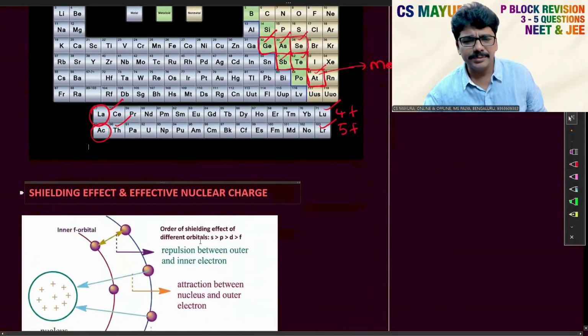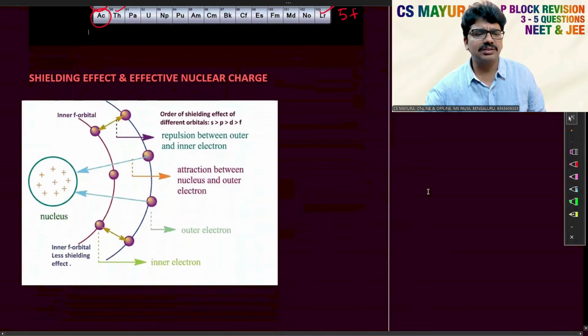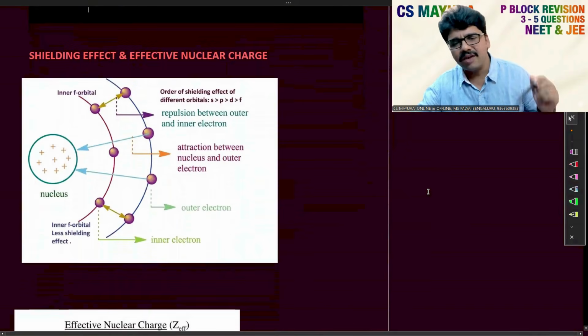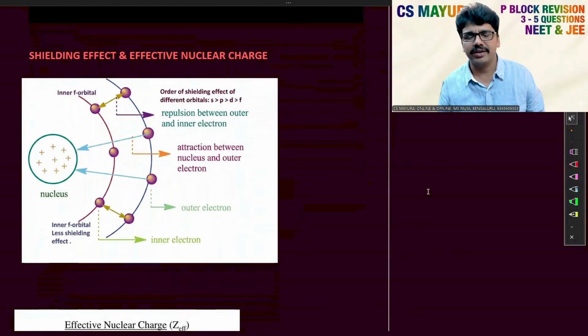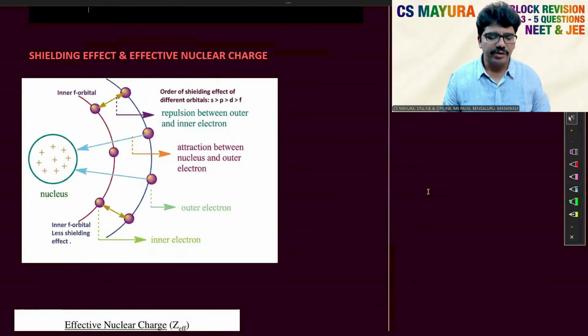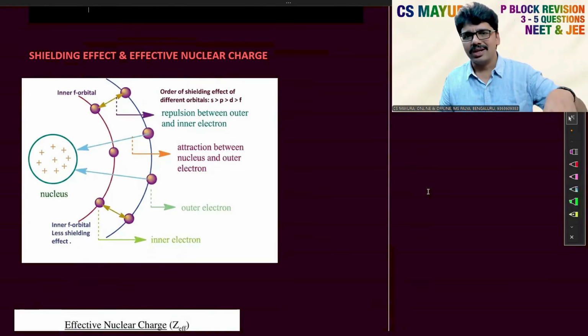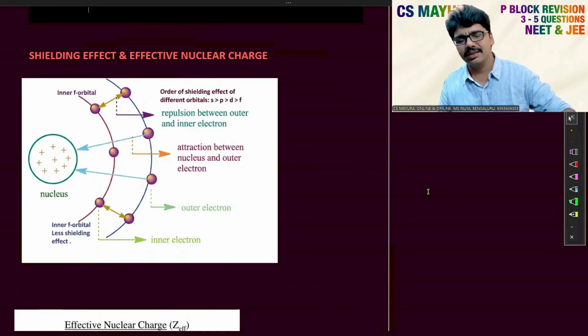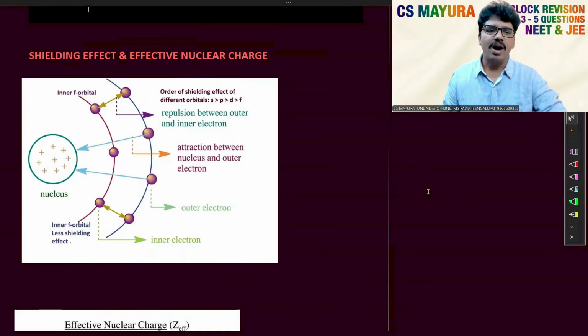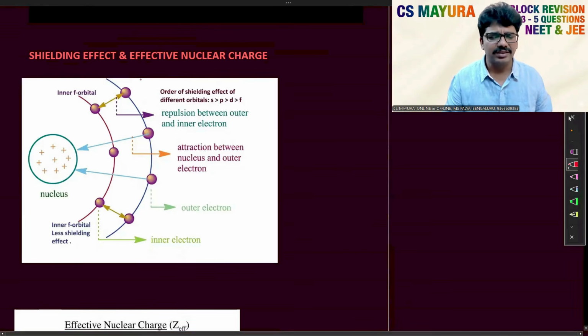Now, in simple words, what is the shielding effect, what is effective nuclear charge, what is lanthanide contraction, and then the inert pair effect. First, we will see these topics, then we will go to periodic trends. If you understand exactly what the shielding effect, nuclear charge, lanthanide contraction and inert pair effect are, it is easy to understand all the exceptions in the periodic trends. Coming to the shielding effect, it's very simple.